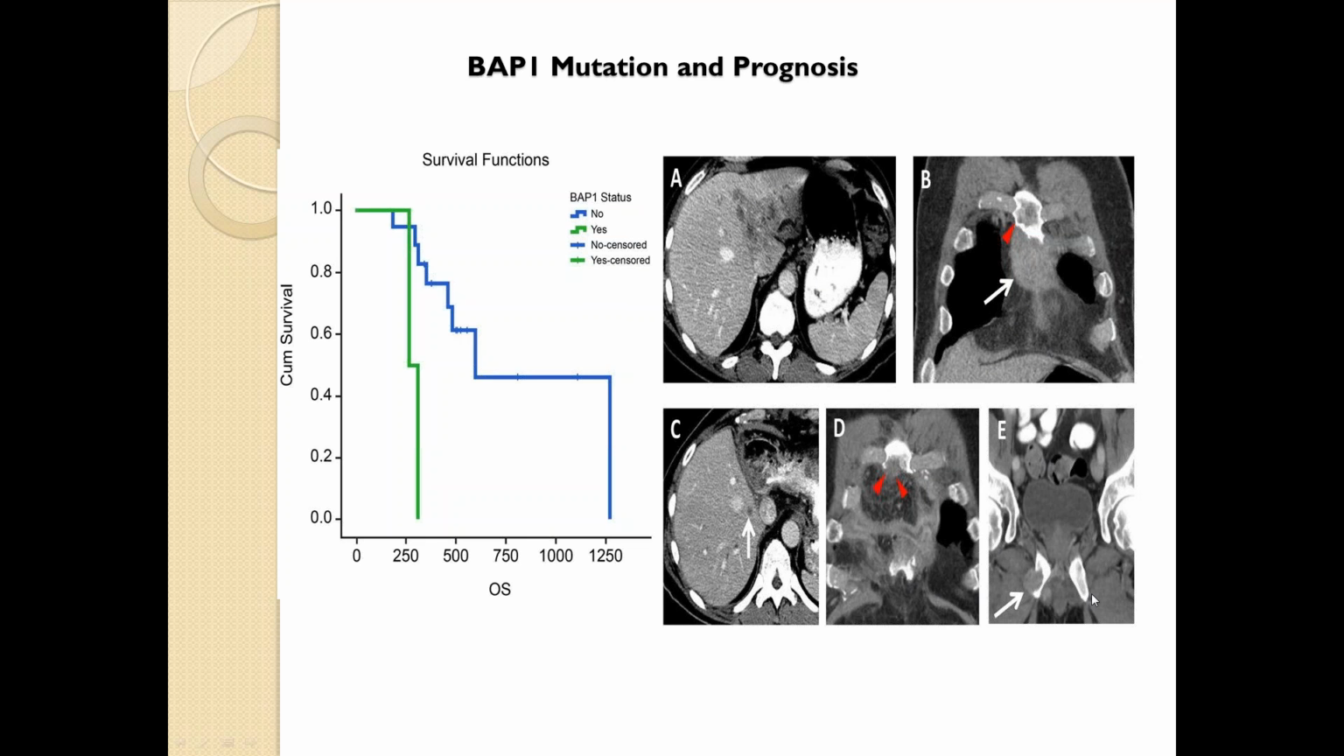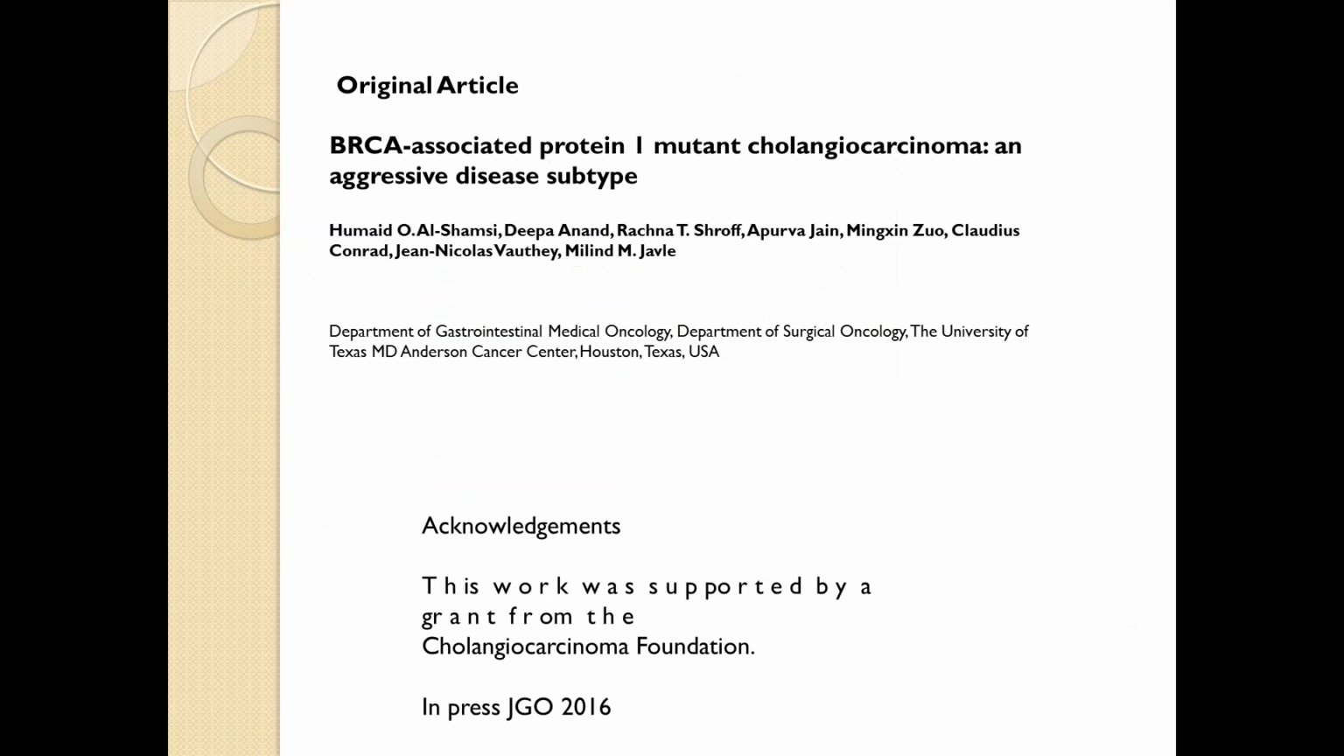Now, I have to say this is not the feature for all BAP1 mutant cholangiocarcinoma, but there's certainly a subtype of BAP1 mutant cholangiocarcinoma that appears to have a very rapid disease course, including spread to the bone with a higher predilection for bony metastases.